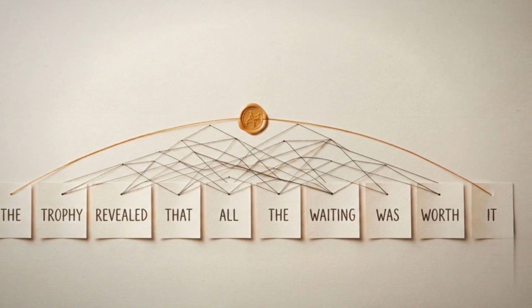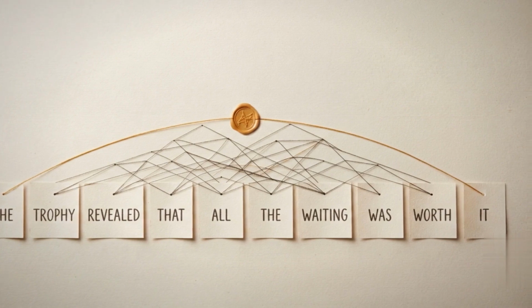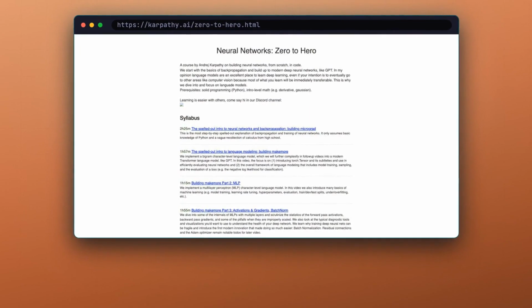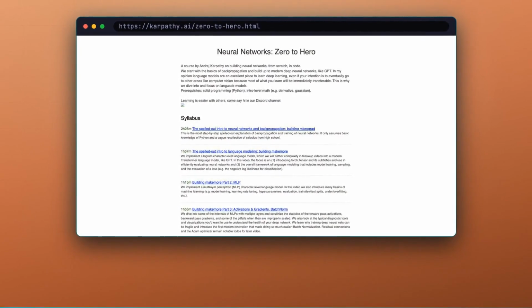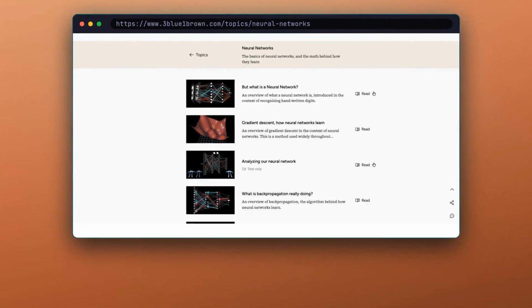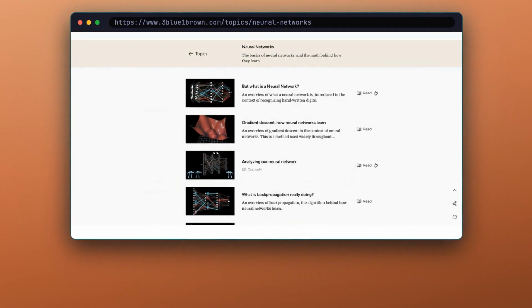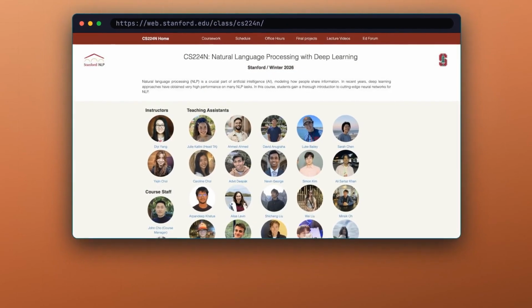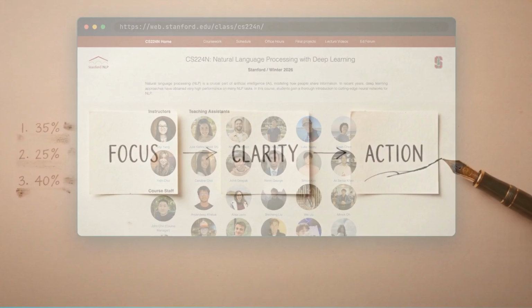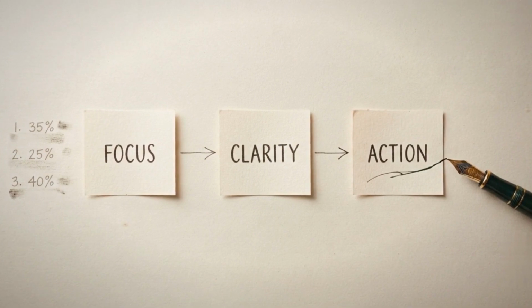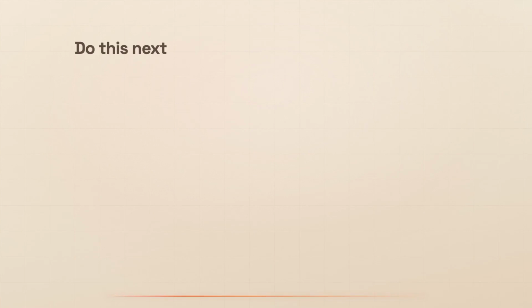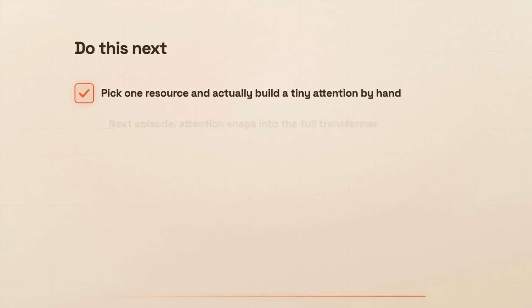Want to build this yourself for free? Andrej Karpathy's Zero to Hero codes attention from scratch. Line by line, it's the gold standard, and it's on YouTube. 3 Blue 1 Brown has a gorgeous, visual version of the same idea. And if you want the full university treatment, Stanford's CS224N is online for nothing. Just search it. Pick one and actually build a tiny attention by hand. I promise it clicks the moment you do.